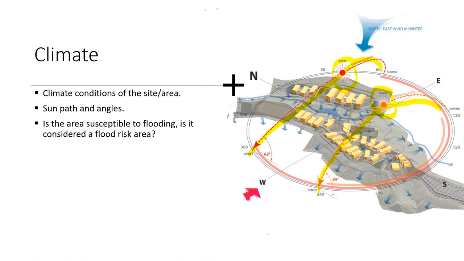Is the area susceptible to flooding? Is it considered a flood risk area? There are maps that are available online for different cities. These are called geohazard maps, where you have the flooding maps available to you. I'll show some examples later.